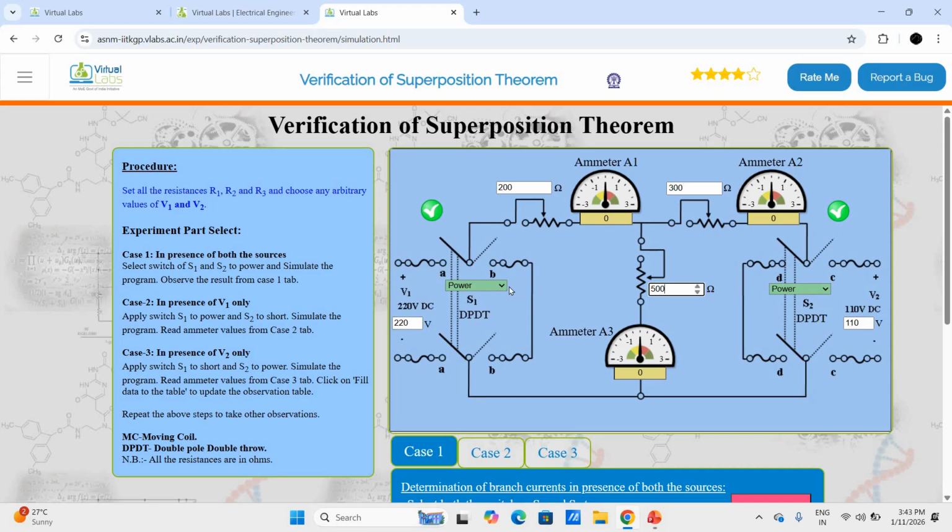For that purpose, if you click on the DP/DT switch, you have two options: one, power, and second, short. When we select power, that means the 220 volt DC source is supplied to this connection diagram. When we select short, that means this path is short circuited. As there are two sources, the number of steps will be 3 to find out the current by using the superposition theorem.